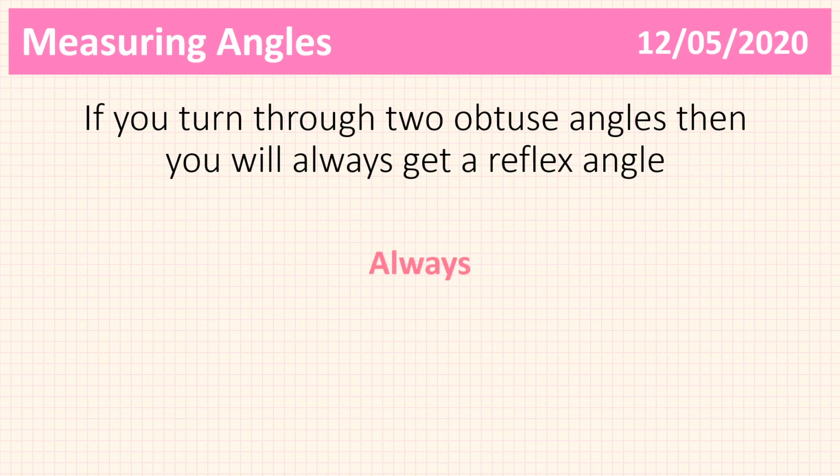If you said always, then you would be correct. And this is because the smallest obtuse angle to 1 degree is going to be 91 degrees. If I add 91 and 91, I get 182, which is a reflex angle, because reflex angles are bigger than 180. Even if this was 90.5 and this was 90.5, I'd still get a number that's bigger than 180. So I would always get a reflex angle if I add two obtuse angles together.